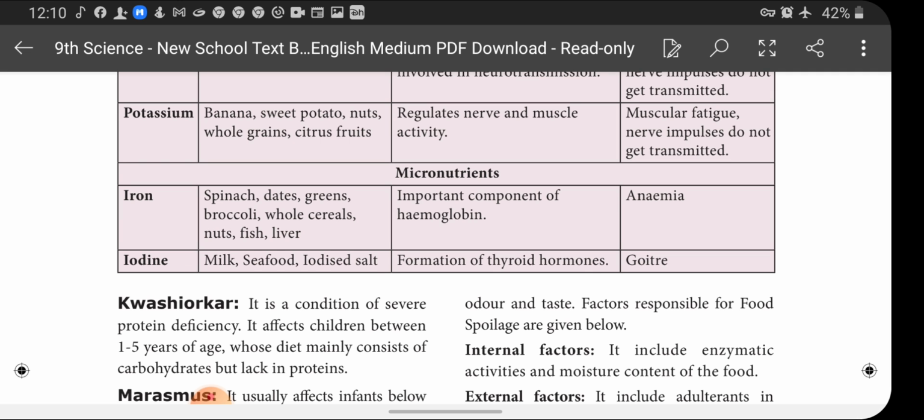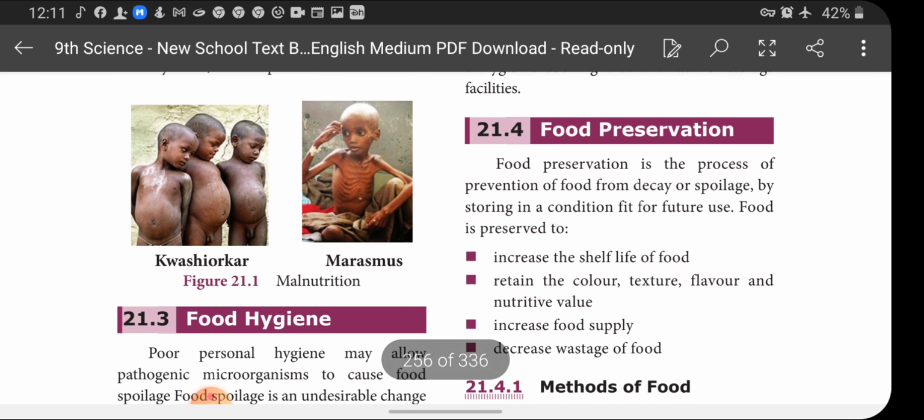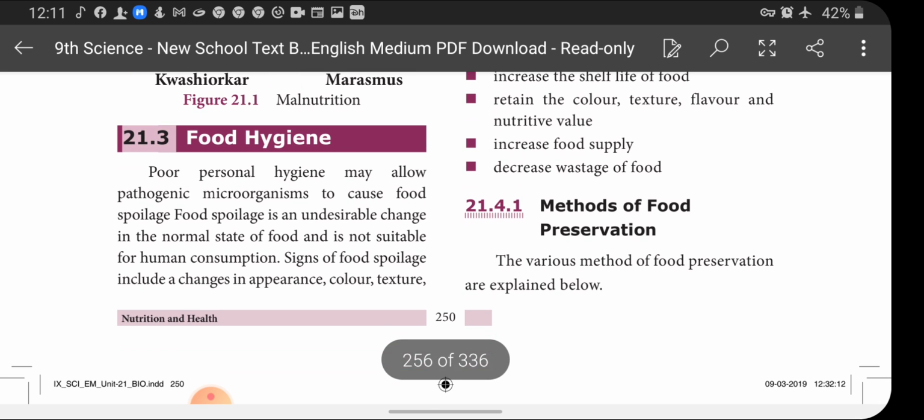So these are the various disorders of minerals and vitamins that we have discussed so far, and now we are going to start a new topic, food hygiene. About food hygiene you know very well, children. Poor personal hygiene may allow pathogenic microorganisms to cause food spoilage. What is meant by food spoilage? It is an undesirable change in the normal state of food and is not suitable for human consumption.